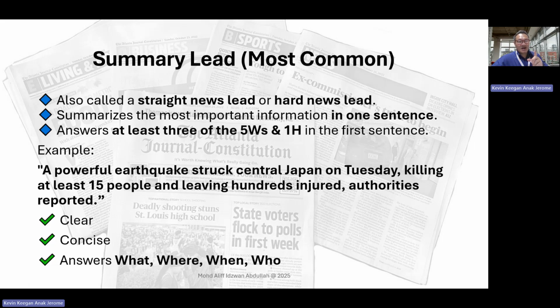Example: a powerful earthquake struck central Japan on Tuesday, killing at least 50 people and leaving hundreds injured, authorities reported. What is it? Earthquake. Where? Central Japan. When? On Tuesday. Who? Killed at least 50 people and left hundreds injured. And the source? According to reports, authorities reported.